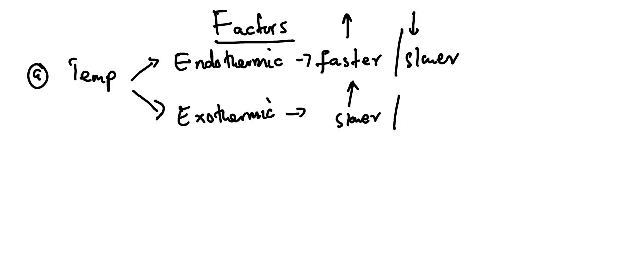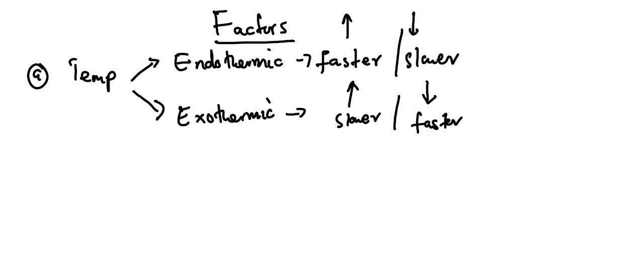But if it's an exothermic reaction and you are going to decrease the temperature, the reaction becomes what? Faster. It already doesn't want heat. It's trying to get rid of heat. Then again, you're decreasing the temperature, meaning you're supporting it to lose heat. So meaning the reaction will become what? Faster.